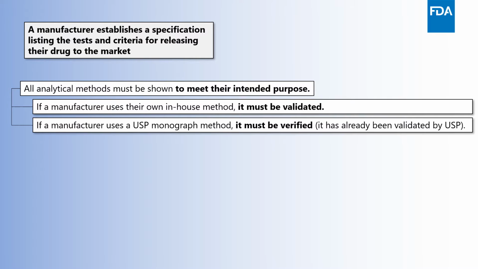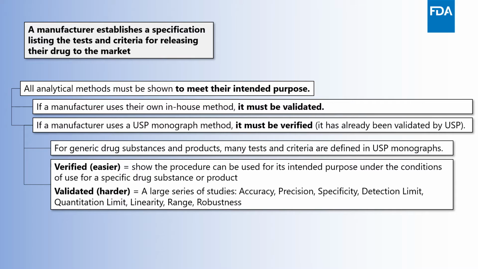If a manufacturer uses their own in-house method, it must be validated. If a manufacturer uses a United States Pharmacopeia (USP) monograph method, it must be verified because it has already been validated by USP. For generic drug substances and products, many tests, analytical methods, and acceptance criteria are defined in USP monographs. USP is an independent organization that sets quality, purity, strength, and identity standards for medicines.